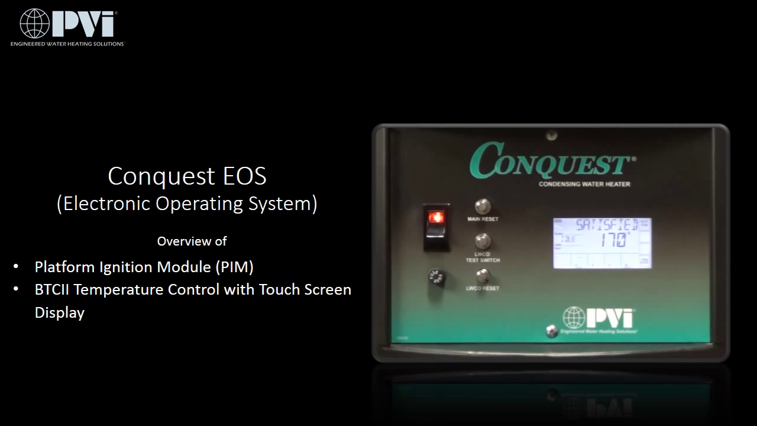This video intends to provide a general overview of the new electronic operating system, the EOS, now available on PVR Conquest water heating products. The EOS integrates a platform ignition module, the PIM, with a BTC2 temperature control to provide a scalable modular-based system to cover a wide range of water heating needs. The presentation will detail the general operation and functional characteristics of the EOS.